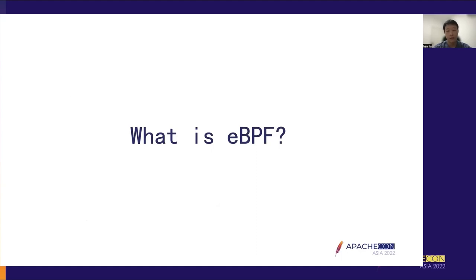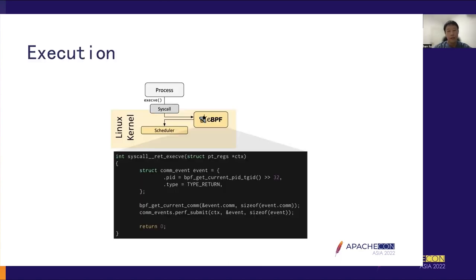Okay, let's start. The first section is what is eBPF? eBPF is a framework. You can customize an eBPF program and run it in the kernel. In this diagram, you can see there is a process executing the syscall method. When the kernel is aware of the invocation, it will first execute the custom eBPF program, and the real syscall method will be executed after the eBPF program finishes.